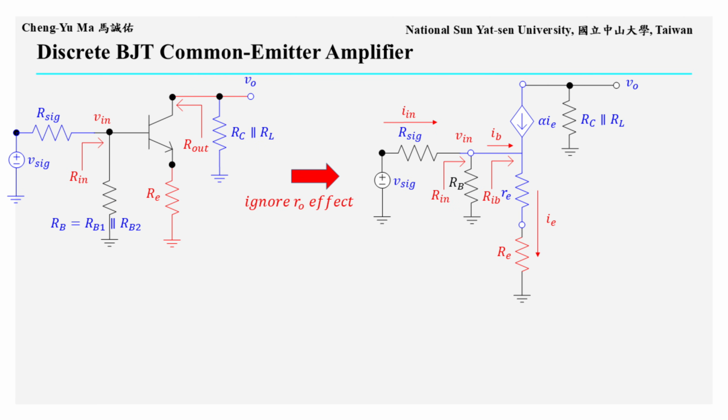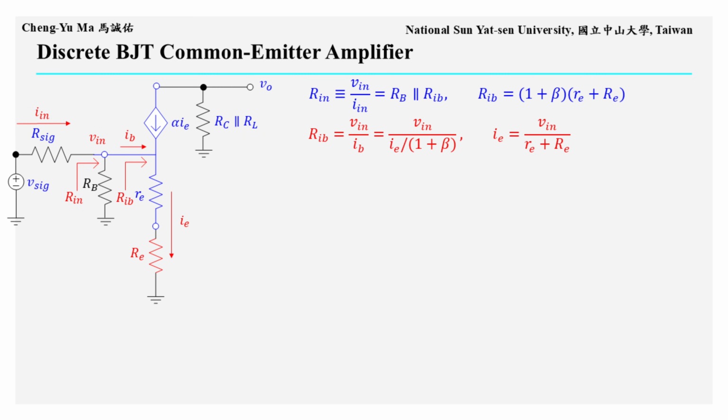Then we substitute the BJT model into the circuit. This gives the equivalent circuit shown on the right. We again start by finding the input resistance Rin. As before, the input resistance is Rb in parallel with Rib. Here, Rib is the equivalent resistance looking into the base terminal of the BJT.